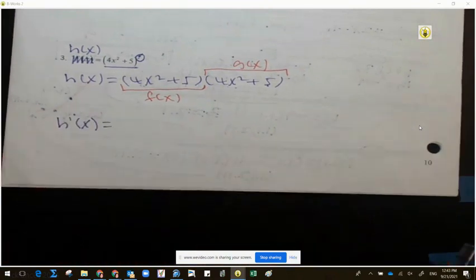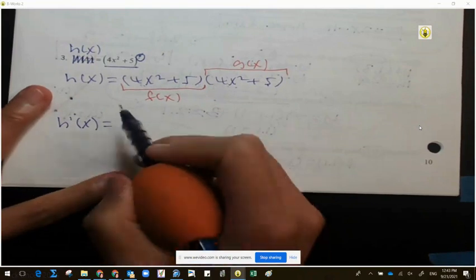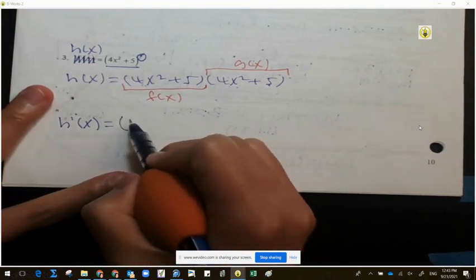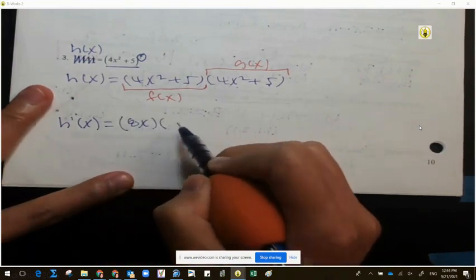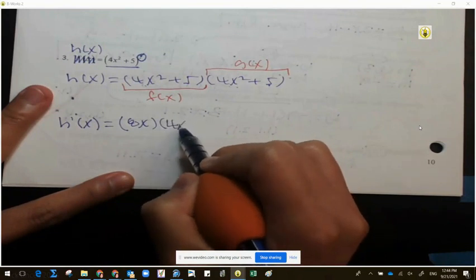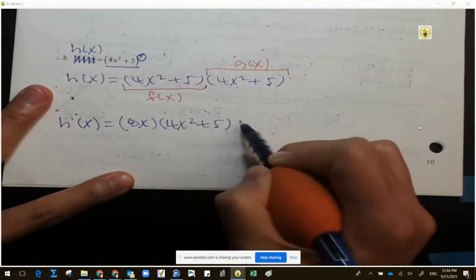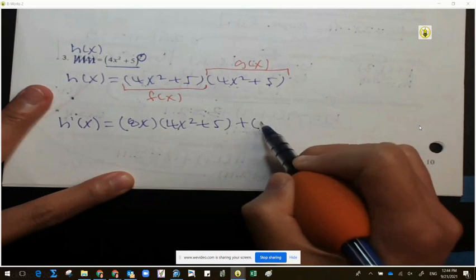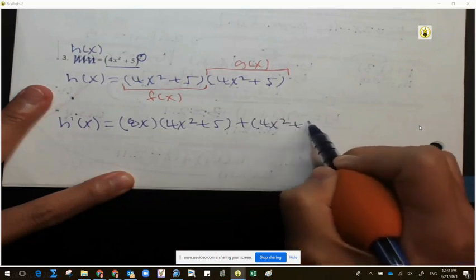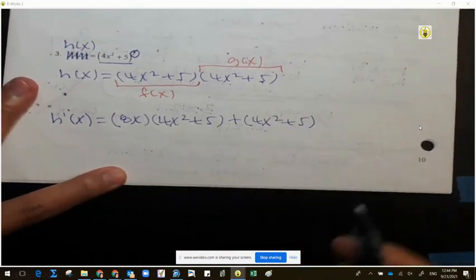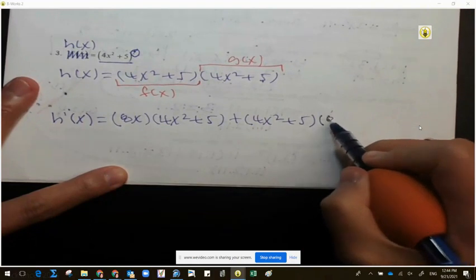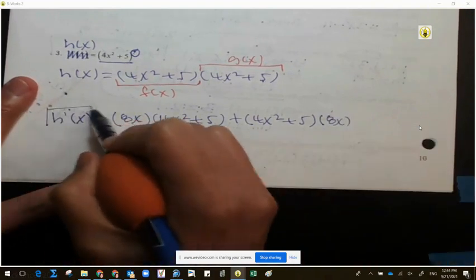So what do I do with the first one? Keep or derive? Derive. And when I do, I get how many? 8x. The second one we do what? Keep. Plus. Now we keep the first one. It's like alternating. And when I derive the second one, we get how many? 8x. And literally that's it.